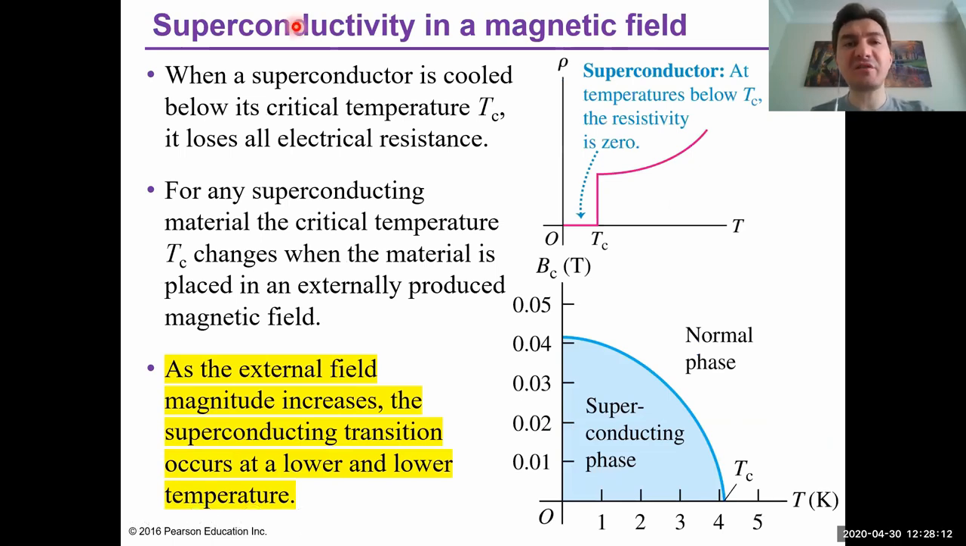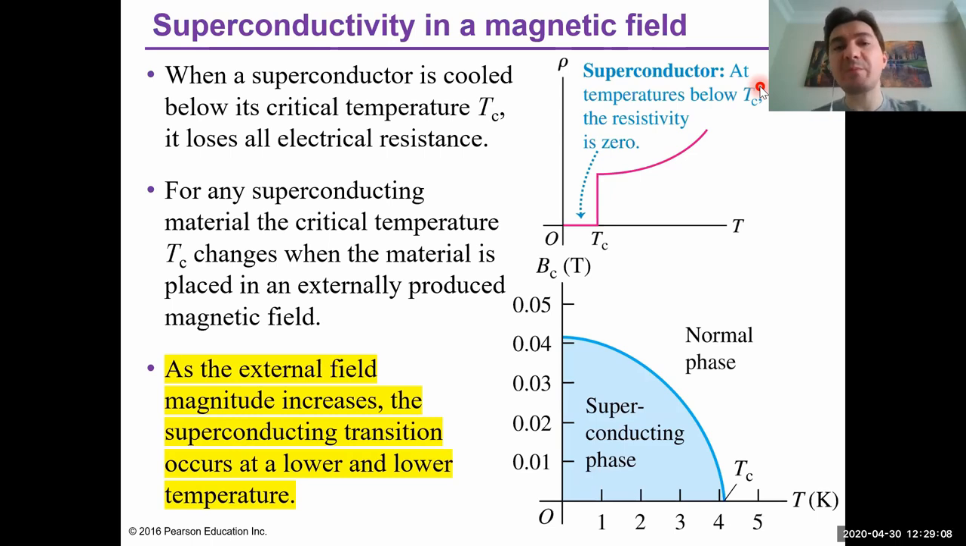Then let me finish that chapter with superconductivity in a magnetic field. In the previous chapters, we have seen that superconductors show no resistance at very low temperatures, below the critical temperature. This is the temperature scale, and this is the resistivity of the material. In superconductors, resistivity goes down with temperature, and at a certain temperature and below that critical temperature, there is no resistivity. Okay, for this reason, the name is superconductor.